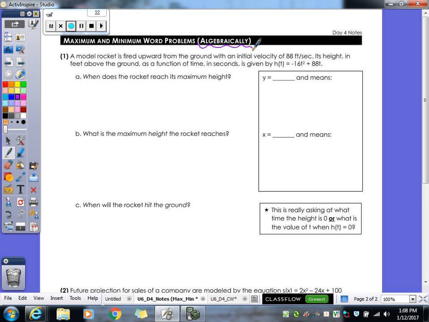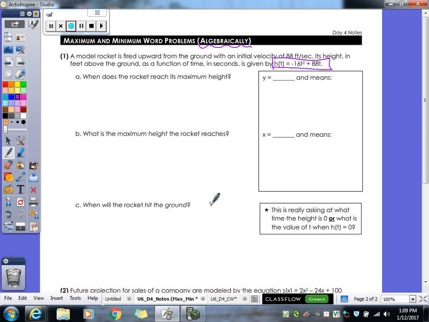So we have a model rocket is fired upward from the ground with initial velocity of 88 feet per second. Its height in feet above the ground as a function of time in seconds is given by this equation here. They want to know, when does the rocket reach its maximum height? What is the maximum height of the rocket? And when will the rocket hit the ground back down again?